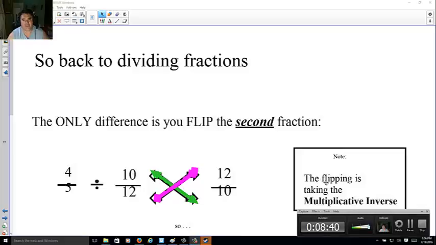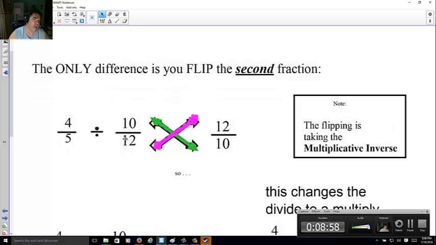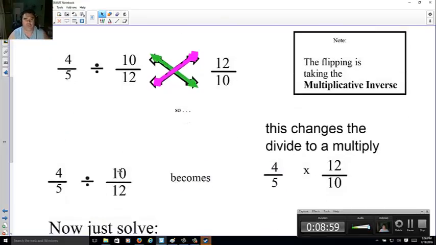So the biggest deal is, remember, the flipping is taking the multiplicative inverse. Now remember, we do not flip the first one. 4 over 5 does not flip. It stays the same. But the second one, 10 over 12, will flip. So instead of 10 over 12, we make 12 over 10. And then we do regular multiply. In other words, when I flip the back fraction, I just turn it into a multiply. So by flipping the back, you make it a multiply.